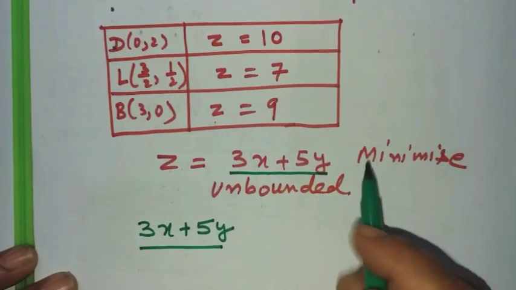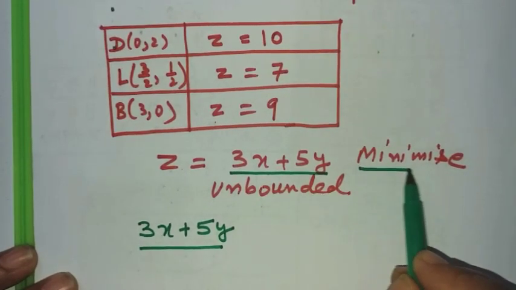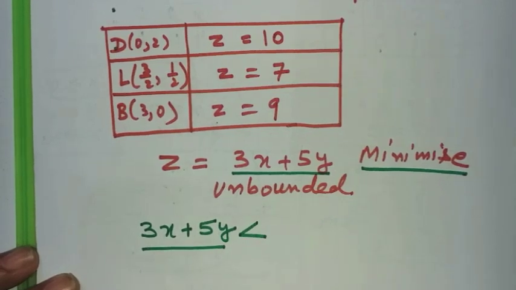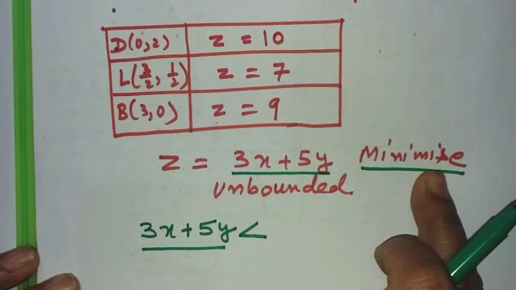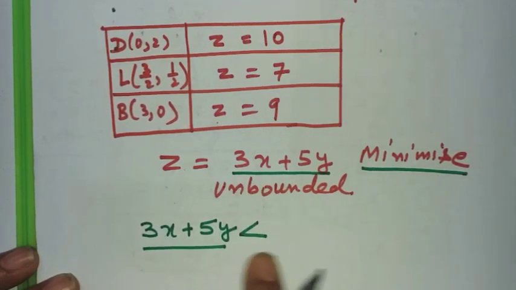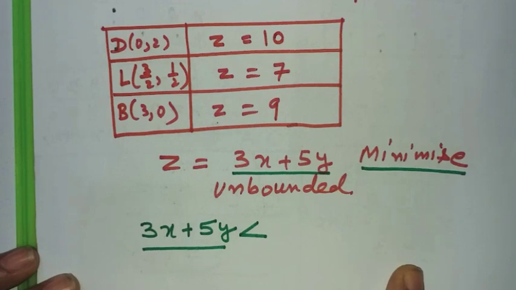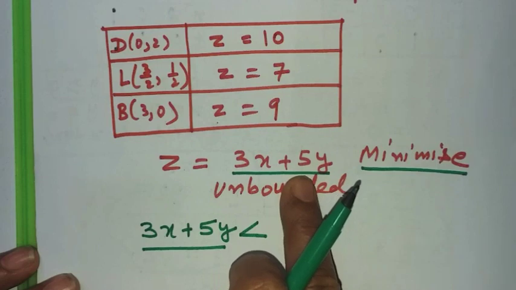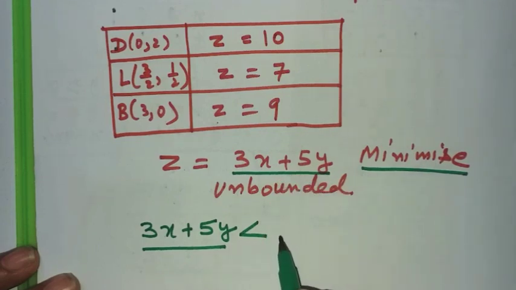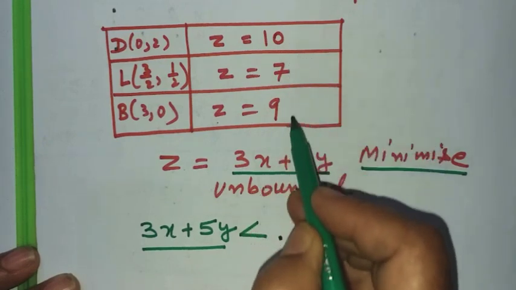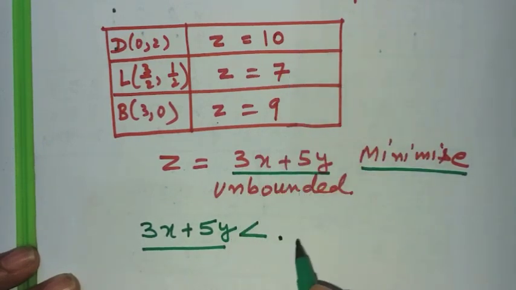Now look at the word. If you have to minimize the function, then you will put strict less than sign over here. If you have to maximize the function, then you will put strict greater than sign here to form this new inequality. Second thing, in case you are minimizing the objective function, then in place of the constant you will write the minimum value out of these three. So the minimum value out of these three is 7.